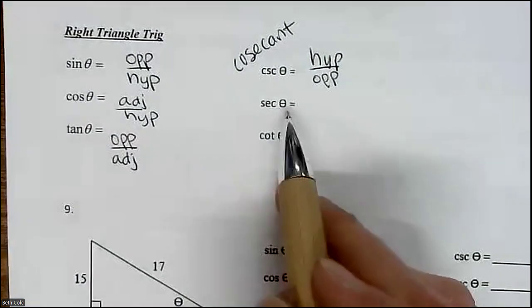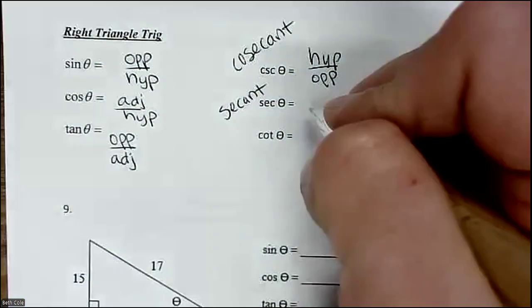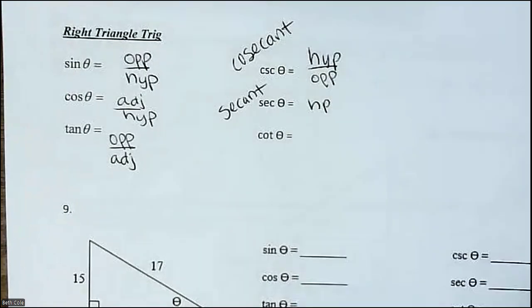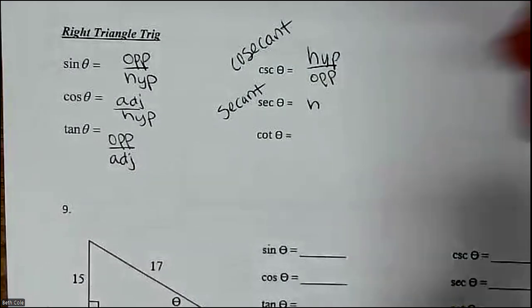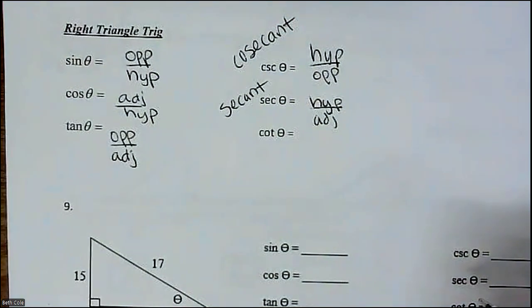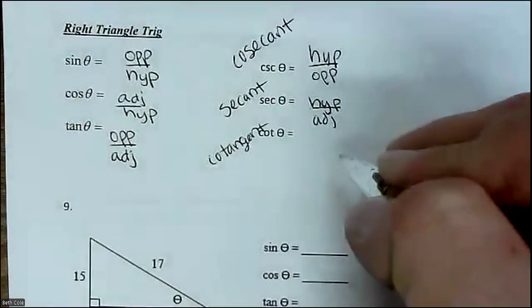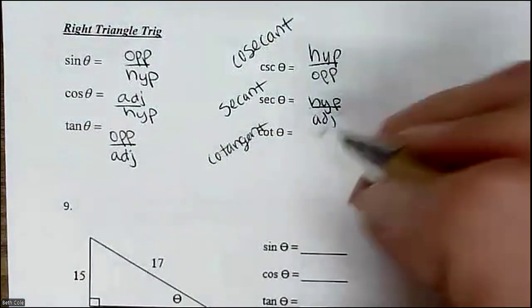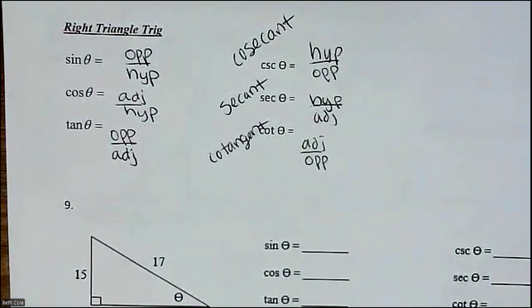All right. This one is secant, and it's the reciprocal of cosine. So it's hypotenuse over adjacent. And then this one is cotangent, and it's the reciprocal of tangent. So that is all that they are. It's just 3 new vocabulary words, and all you do is flip them. That's it.